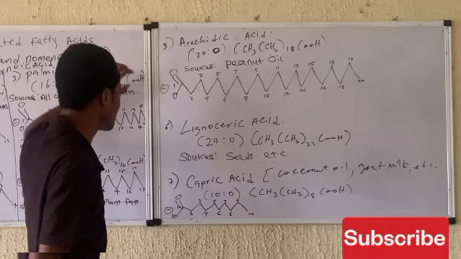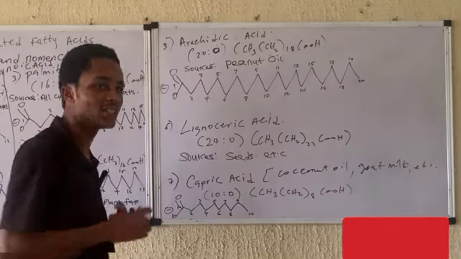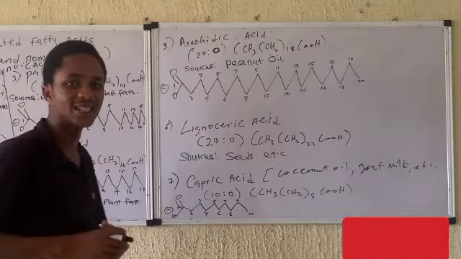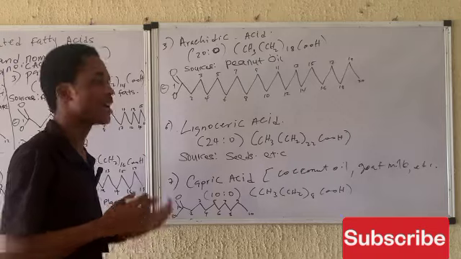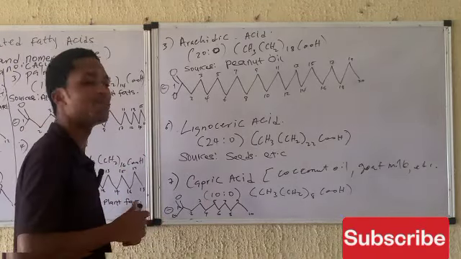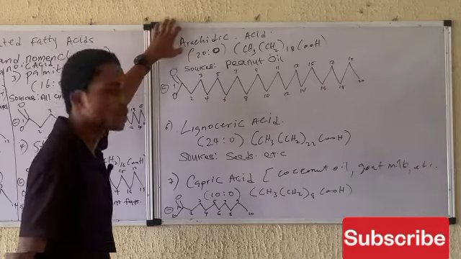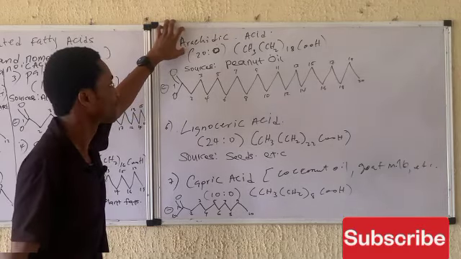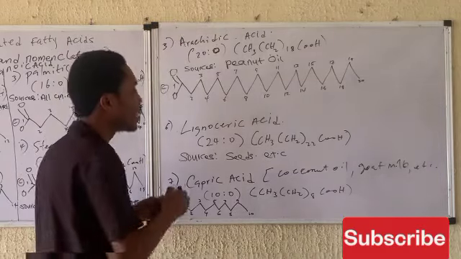Note that all these names, arachidic acid, stearic acid, palmitic acid, they are common names. They also have systematic names, or IUPAC names. So the IUPAC name of this one will be, guess the name of this one. See, it is 20 carbon.